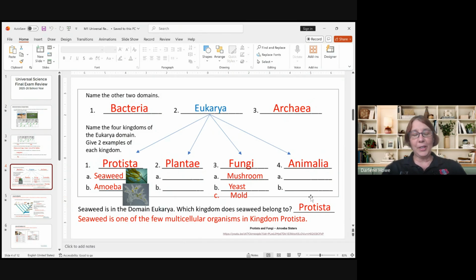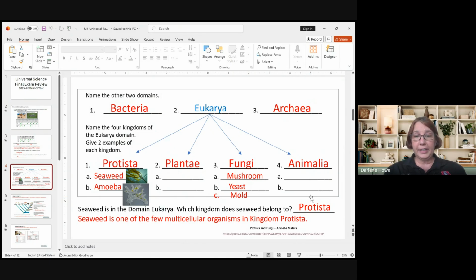All right, on the bottom of this, it says seaweed is in the domain Eukarya. Which kingdom does seaweed belong to? So you would look through Protista, Plantae, Fungi, and Animalia. A lot of times you might think it's Plantae, but it's not. It's Protista. Okay, seaweed is one of the very few multicellular organisms in the kingdom Protista.